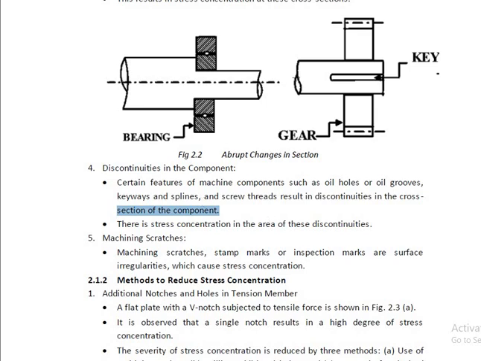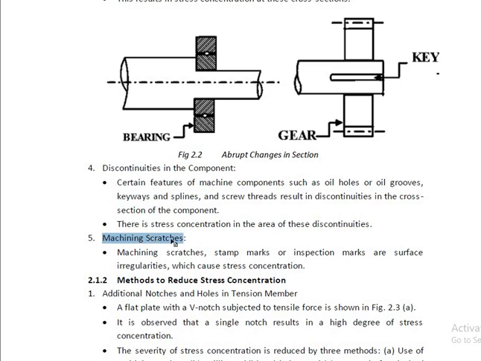Now this component is discontinuous. A keyway slot is provided in the shaft. This component is not a continuous component. That is the discontinuity in the component which causes the stress concentration at that particular point.